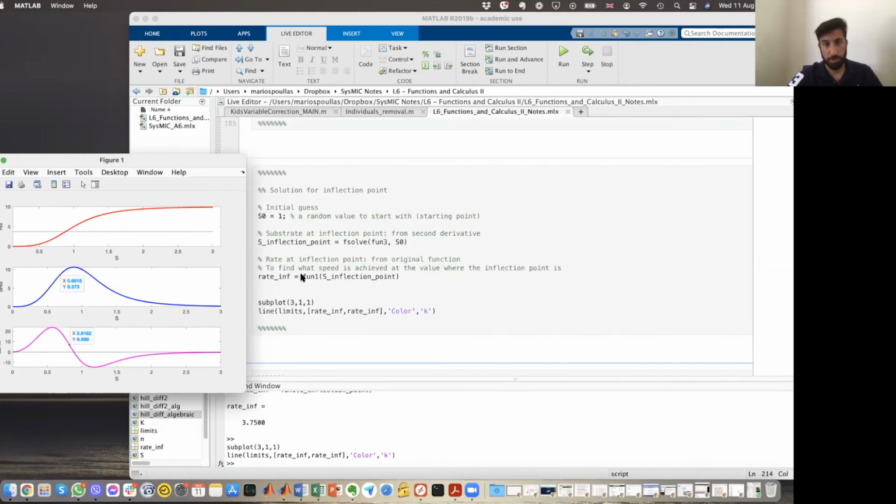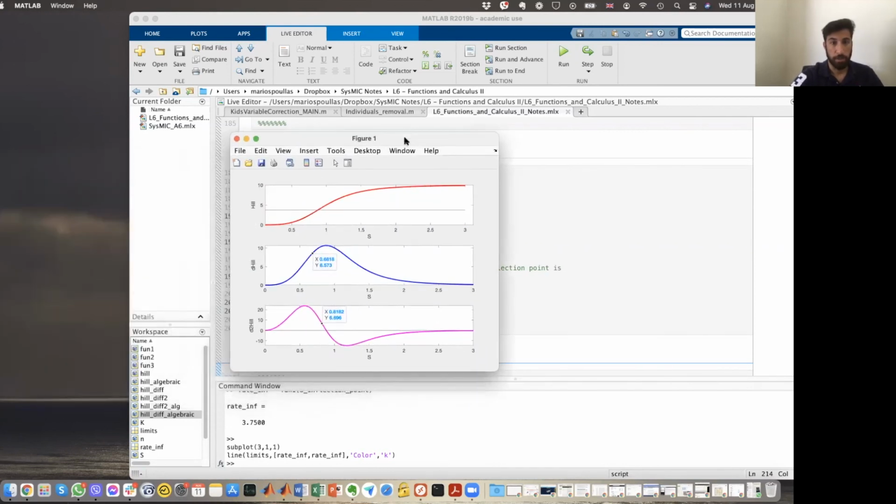So this is what we should have explained today. In the next lecture, we are going to see how we can use what we learned today in further analysis.